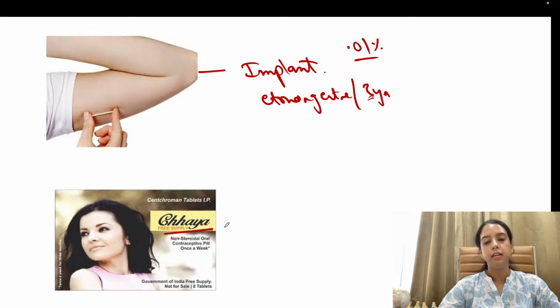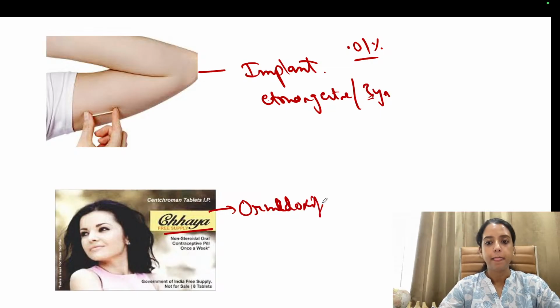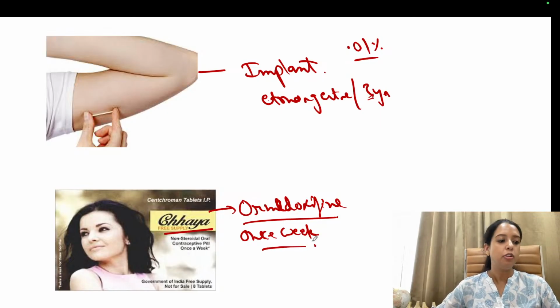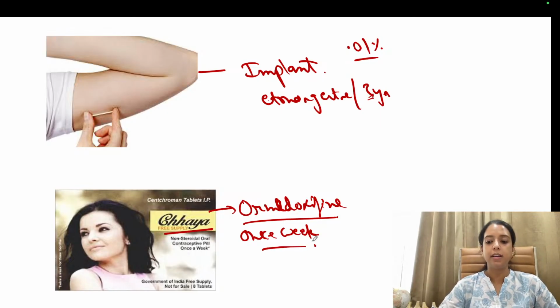Chhaya is another contraceptive included in our family planning program. It is a non-steroidal contraceptive, ormeloxifene. It has been made in India. So ormeloxifene. पहले सहेली नाम से आता था, but now it is known by the name of ormeloxifene. इसे once a week pill भी कहते हैं, because it has to be taken only once a week. So it's a routine contraceptive not containing steroid and has to be taken only once a week.